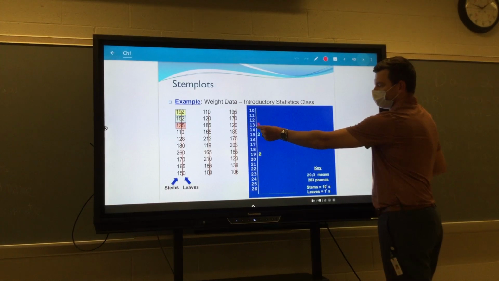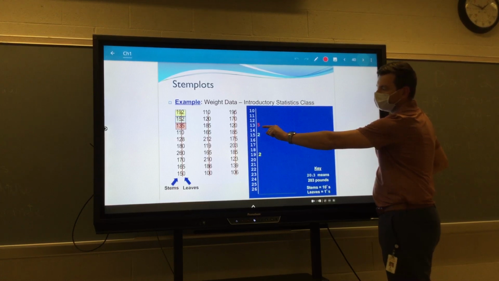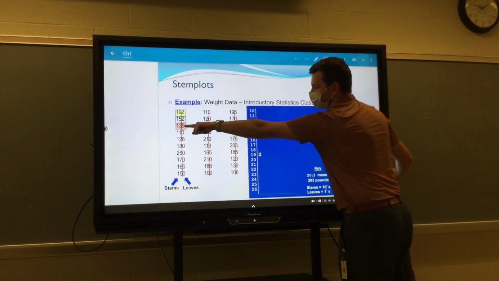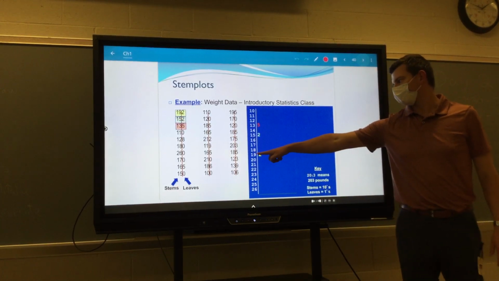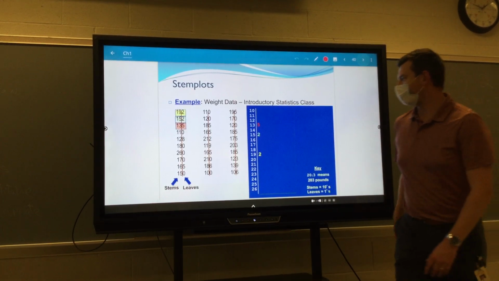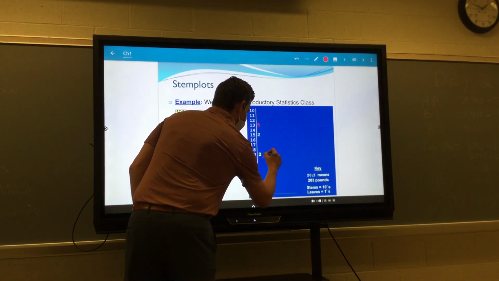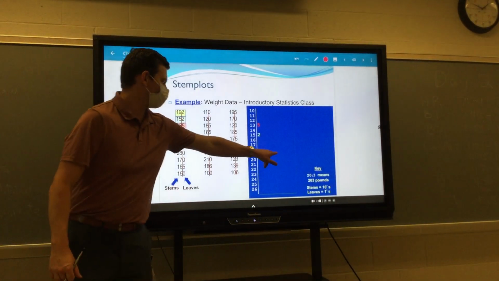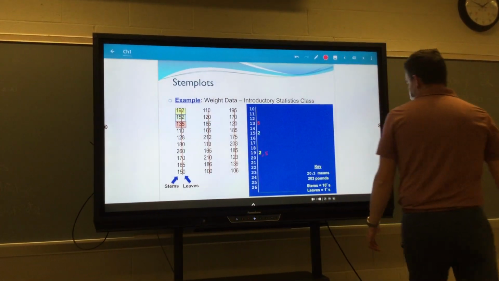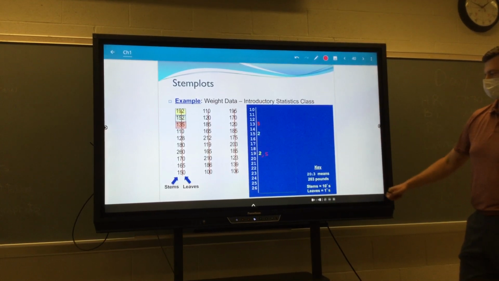So this number right here is the 130s, and this individual had a weight of 135. So you just put the 5 there on the other side of this bar. That represents the 135 weight. This is the 192 weight. For other weights that you had in the 190s, we have a 195. Sometimes you'll see this separated with a comma, other times you won't. But 195 is represented by that 5 and so forth. It's good to usually have a key to identify that the stems are 10s, the leaves are 1s.